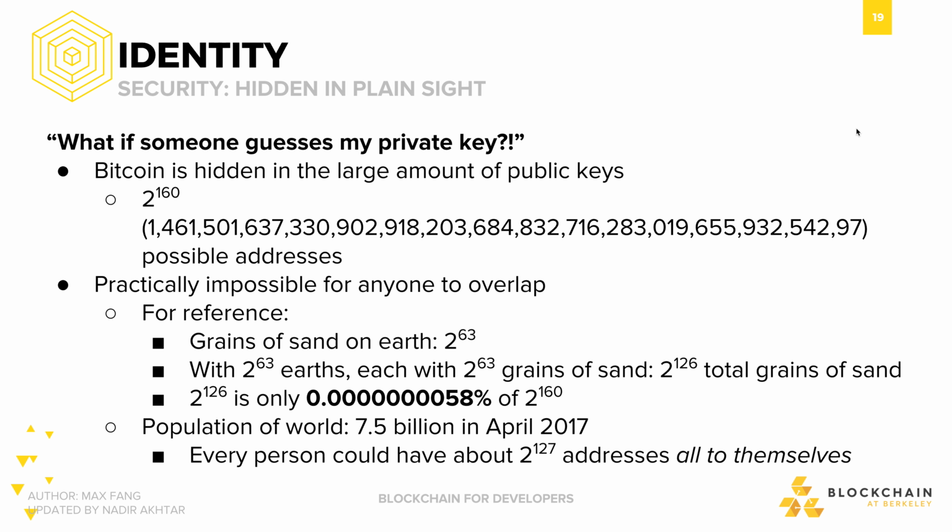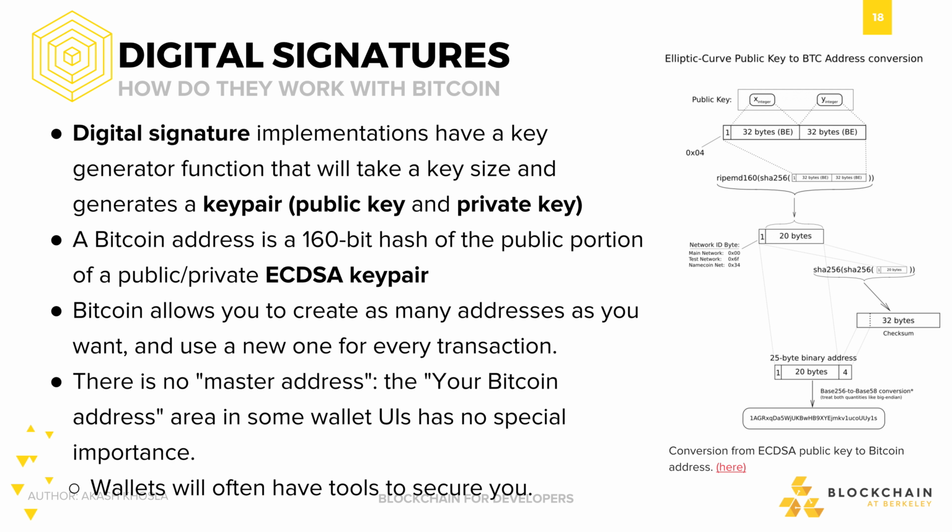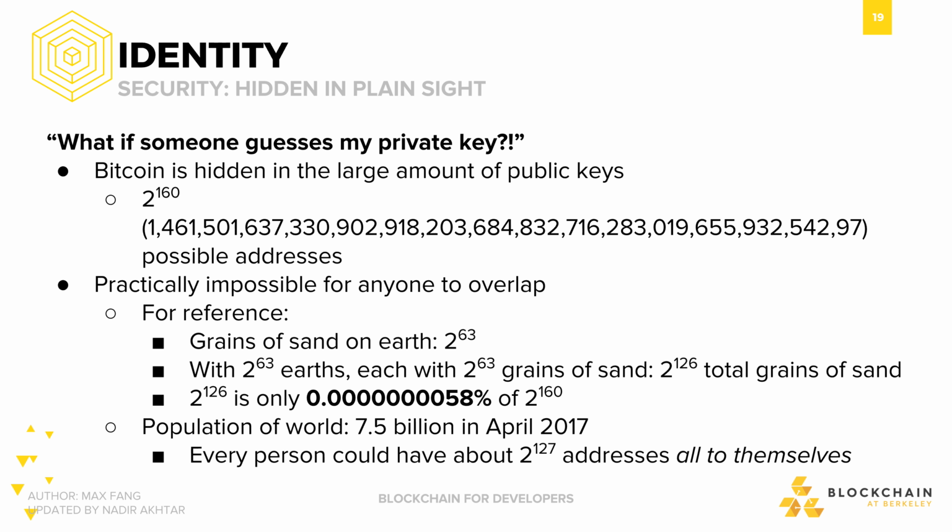So can somebody guess your private key? The answer is not really. It's going to take way too many permutations to do so. There are 2 to the 160th possible addresses. If you're trying to run this key generator function for a digital signature, there's no way that somebody is going to be able to overlap with you.